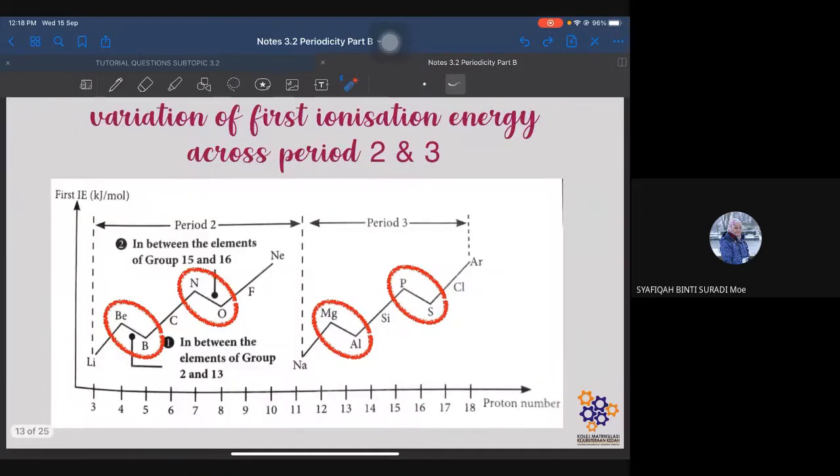Okay, so if we look at the trend using the graph, kita tengok kat graph, kita boleh nampak dengan jelas yang sepatutnya kita punya IE sepatutnya makin meningkat macam ni. Okay, tapi dia ada kejap naik, turun. Sebabkan anomalous case ni, kita akan tengok anomalous case ni dekat period 2 dan period 3.